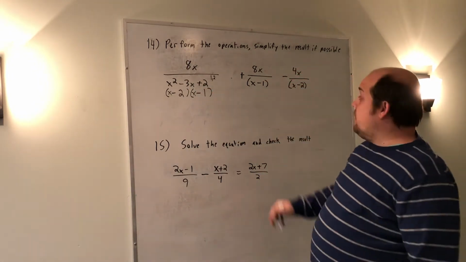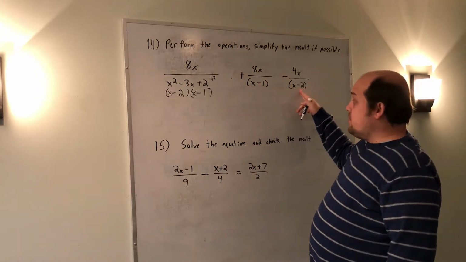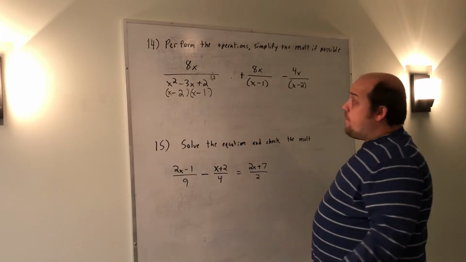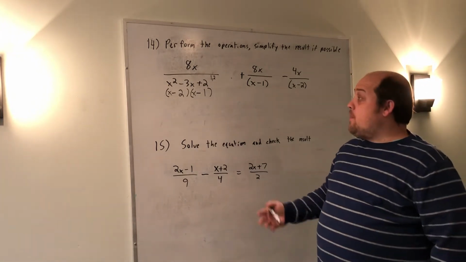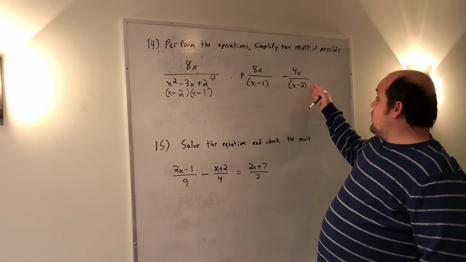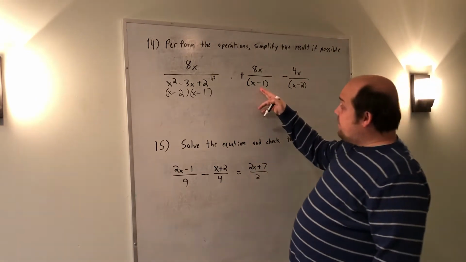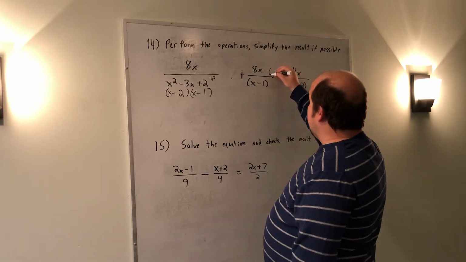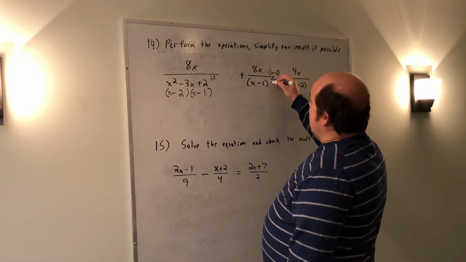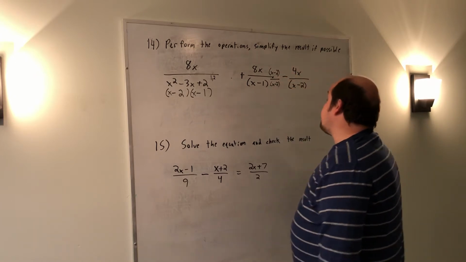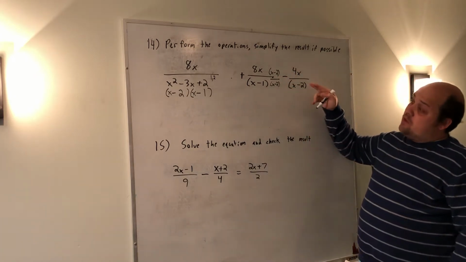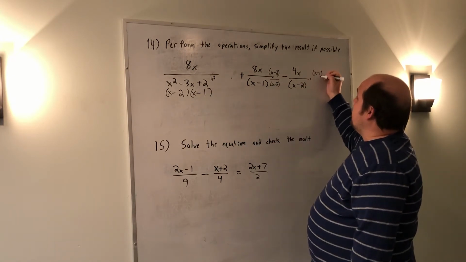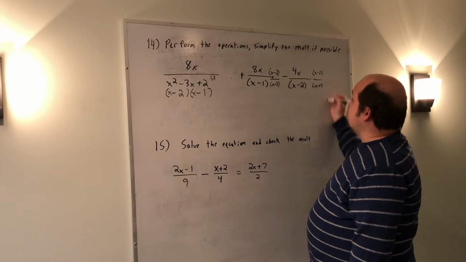If I now look at the other denominators, x minus 1 and x minus 2, well, if I multiply those two together, I would get exactly this. So if I want a common denominator, I just have to multiply by what's missing in these other two expressions. Here I have the x minus 1, but I don't have the x minus 2. So I'm going to multiply by x minus 2 over x minus 2. Here I have the x minus 2, but I don't have the x minus 1. So I'm going to multiply by x minus 1 over x minus 1.